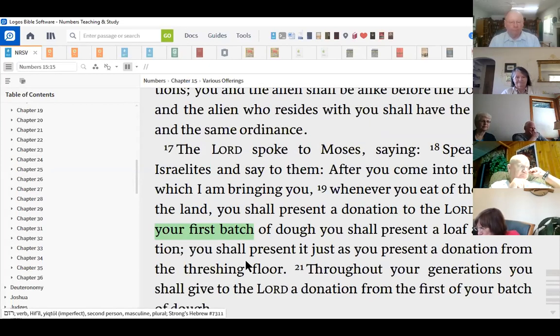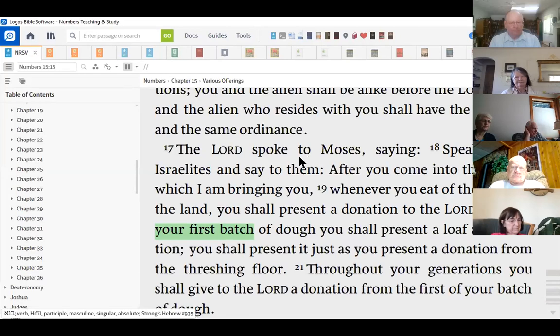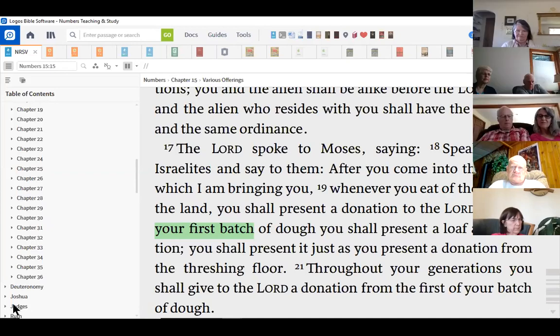What does that make you all think about? First fruits. Good. What's this? I thought they already gave the first fruits. They gave the first fruits of the wheat. Yeah. So what's the significance of giving the first fruit of the first batch? Well, how does that teach? Give to the Lord before you use it up yourself.